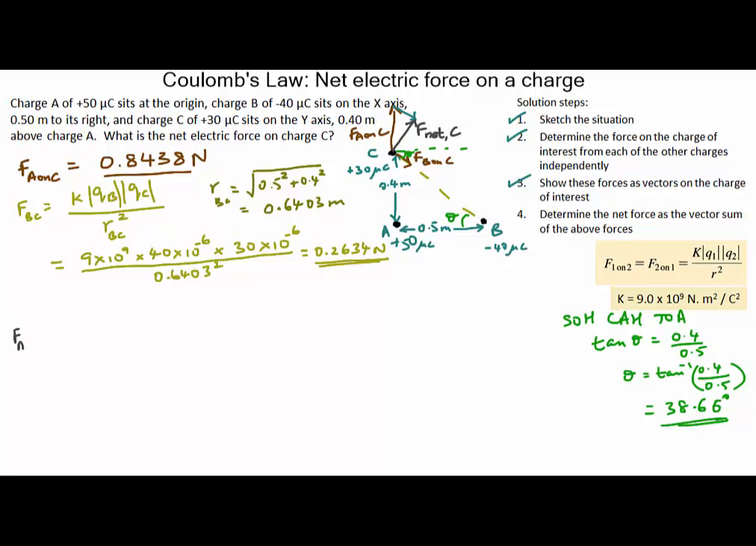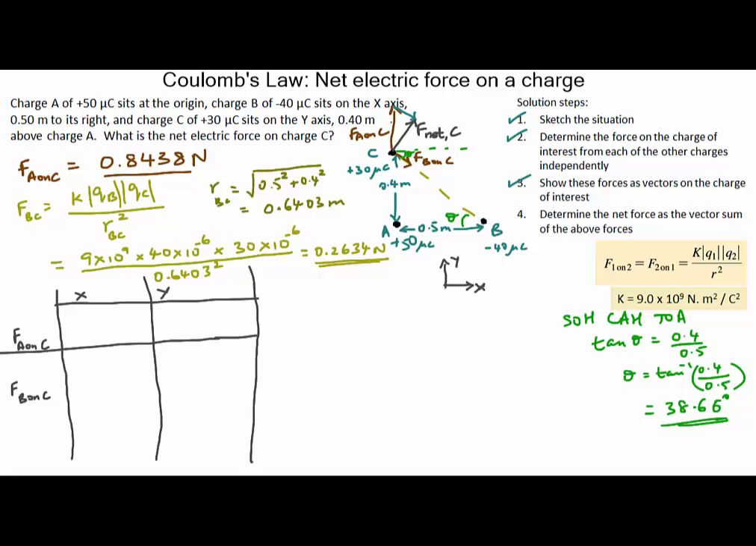I have FA on C, and I got FB on C, and I want to figure out their x components and their y components. And by the way, here's my x-axis and here's my y-axis. Now take a look at FA on C. All of it is acting along the positive y-axis, so it has no x component. That's simply 0. And the y component is simply the original vector 0.8438 Newton, all acting in the positive direction, so let me put a plus.